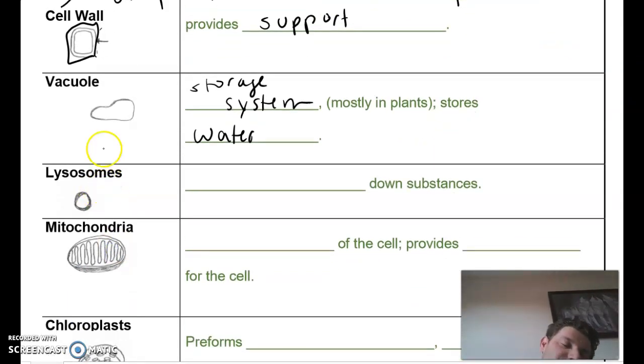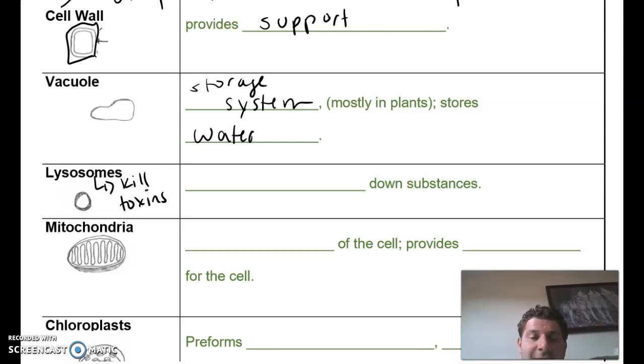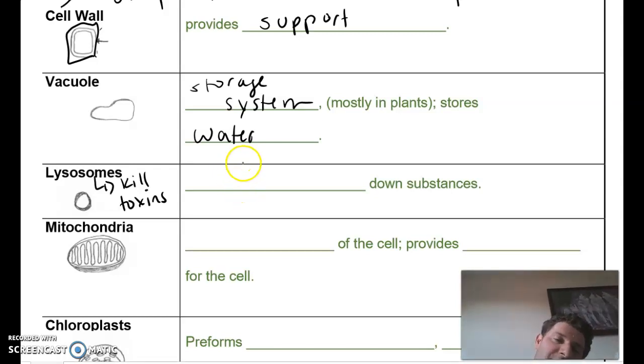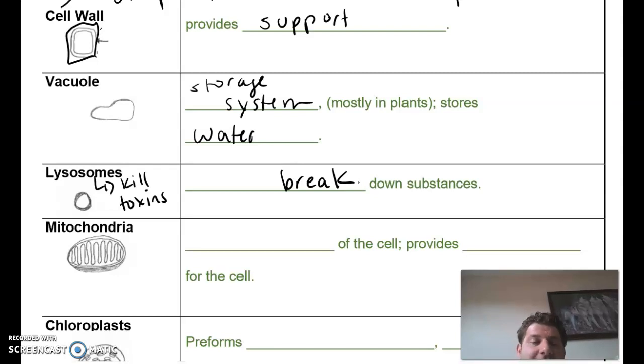Lysosomes, really important now because they kill toxins in your cell. So if you have a virus like coronavirus, lysosomes are going to track that down in your cell and kill it. Okay? They break down substances.